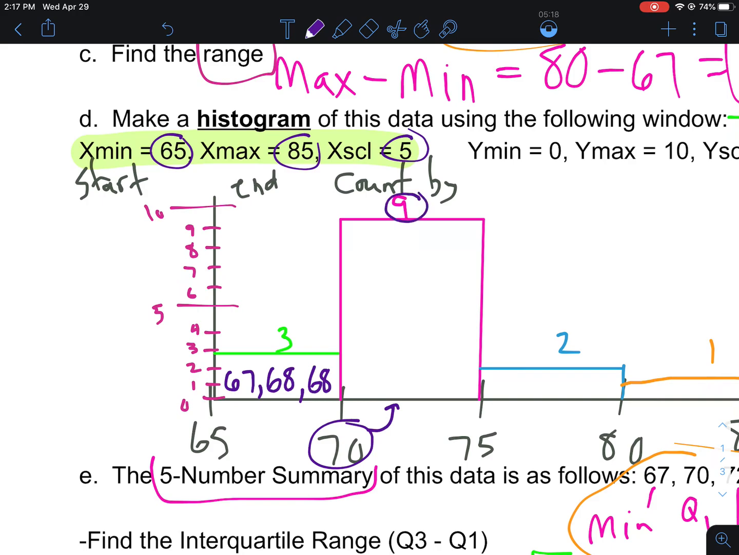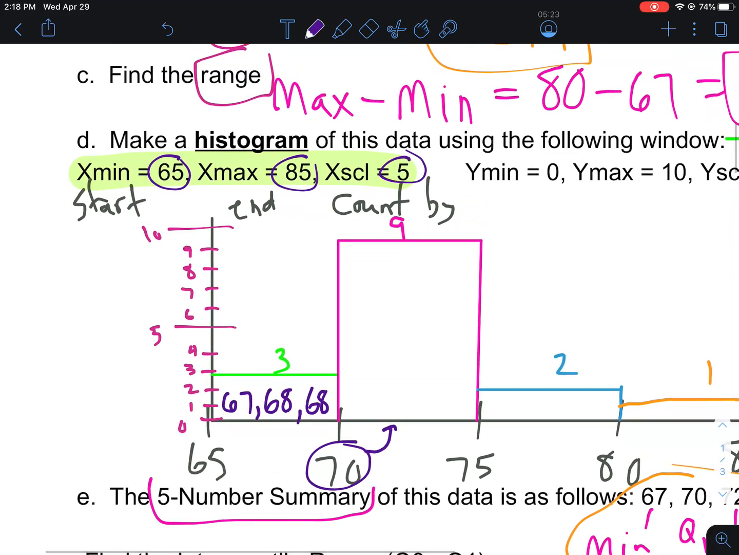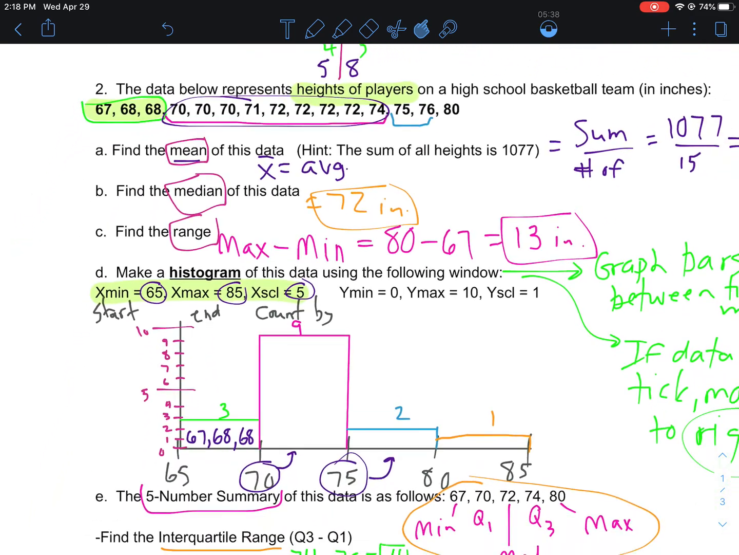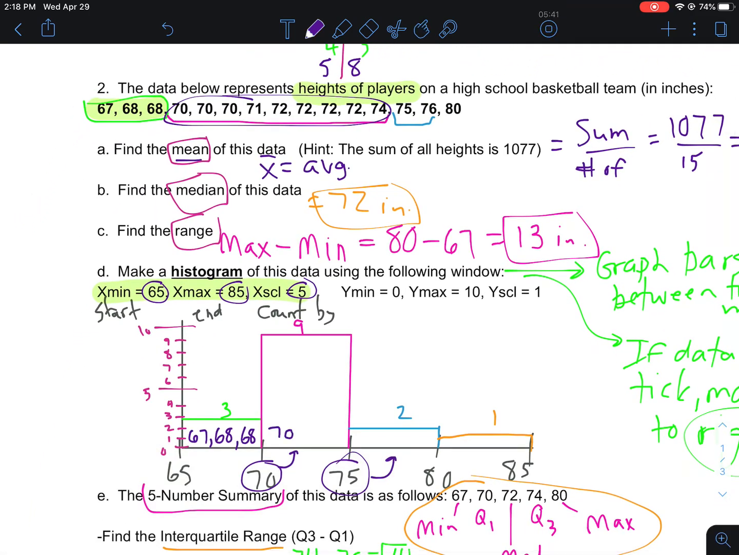In this next one, the reason it goes up to 9 is because everyone from 70 to 74 is going to go in this bar. Because if anyone's 75 inches tall, they're part of the group to the right. So what that means, all of these numbers here, that's what is in that bar that has a height of 9. So 70, 70, and 70, they're all in that group. So our 71, all of those 72s, and 74. That's why there's 9 things.